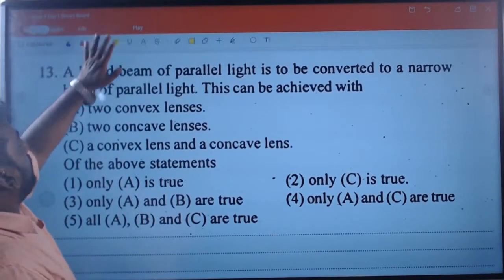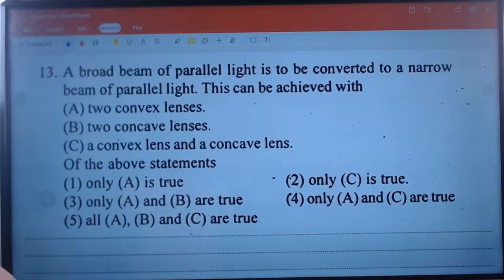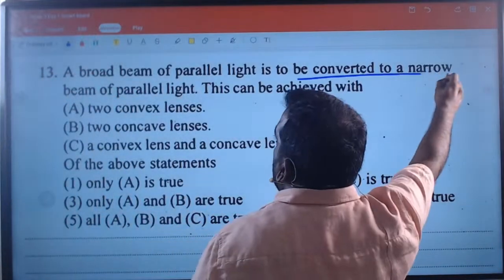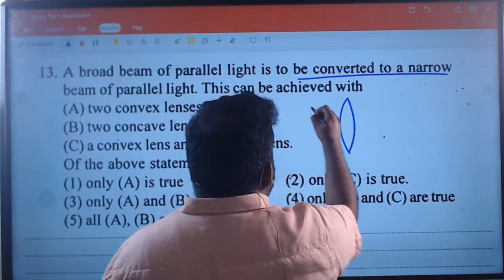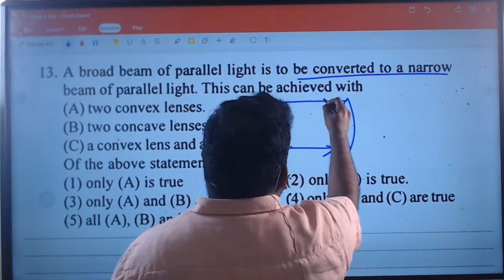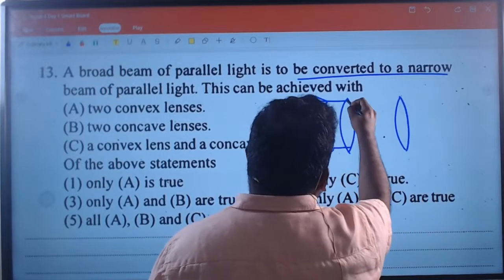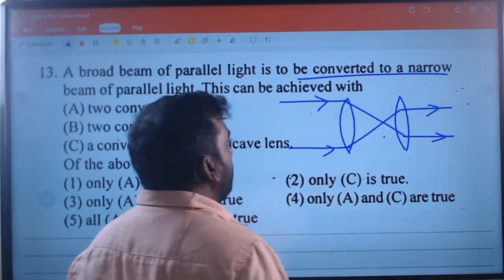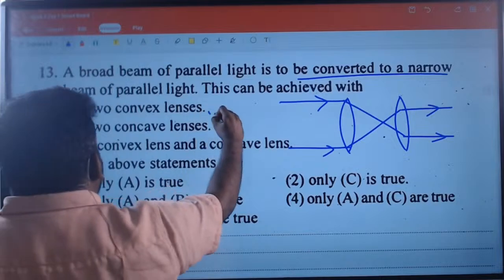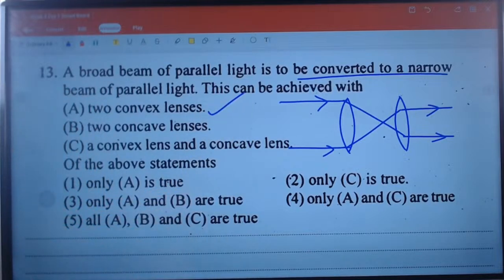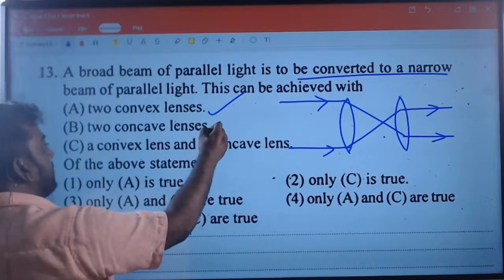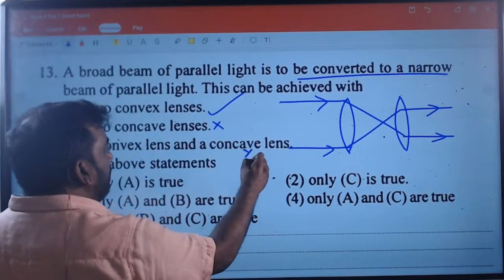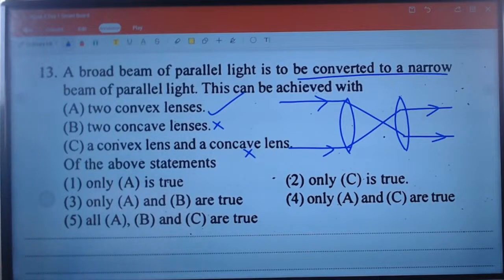Question number 30. A broad beam of parallel light is to be converted to a narrow beam of parallel light. Two convex lenses are perfectly okay. Two concave lenses we can't use because they diverge. A convex and a concave lens also diverge. So the only correct statement is answer A.